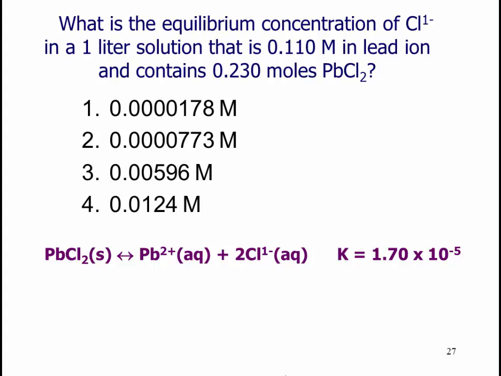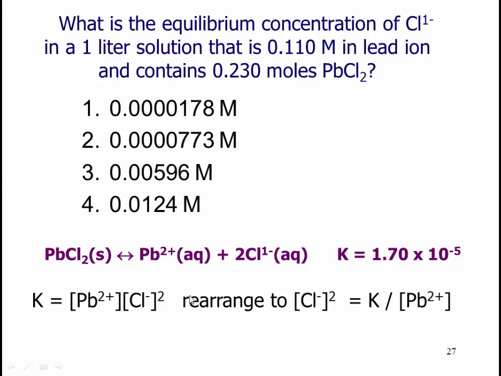This question asks us to get the concentration of chloride in a solution where we are 0.110 molar in lead ion, and also we've added 0.230 moles of lead chloride to 1 liter of solution. Alright, once again we should probably start by writing the equilibrium expression. So, K is equal to lead 2 plus times chloride squared over 1.